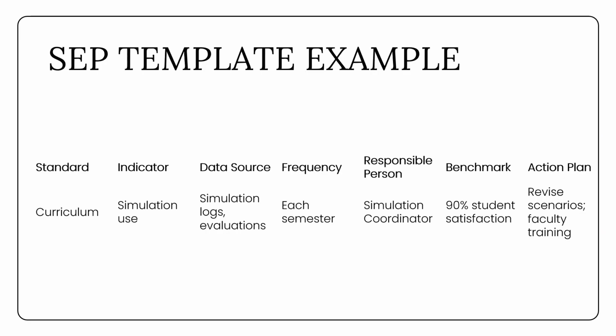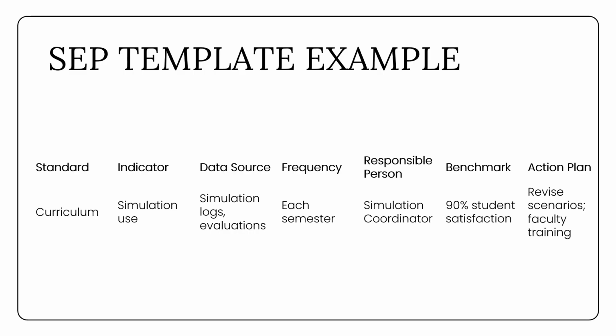This is a template. ASBN does not mandate a required template for SEP use. This template shows a simple but effective way to structure your SEP. Each row represents one standard or substandard. The standard column identifies the specific ASBN requirement that's being evaluated. The indicator column describes what the program will measure, for example, student satisfaction with simulation or faculty completion of simulation training.